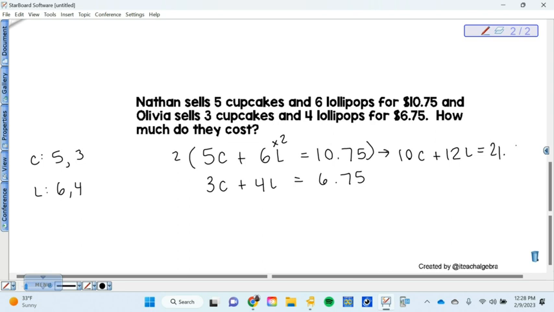Why are we multiplying the 6? I don't know. Jamal told us to. Jamal, why do you do that? I don't know. Okay, so now the coefficients of C are 10 and 3. Coefficients of L are 12 and 4. Can I cancel those out? No.